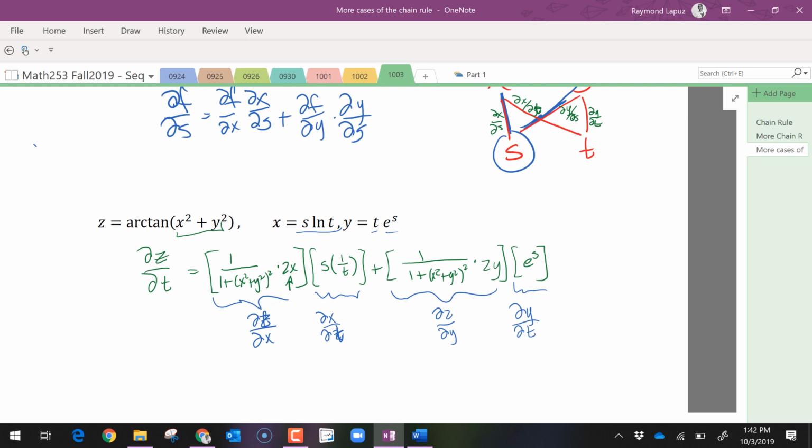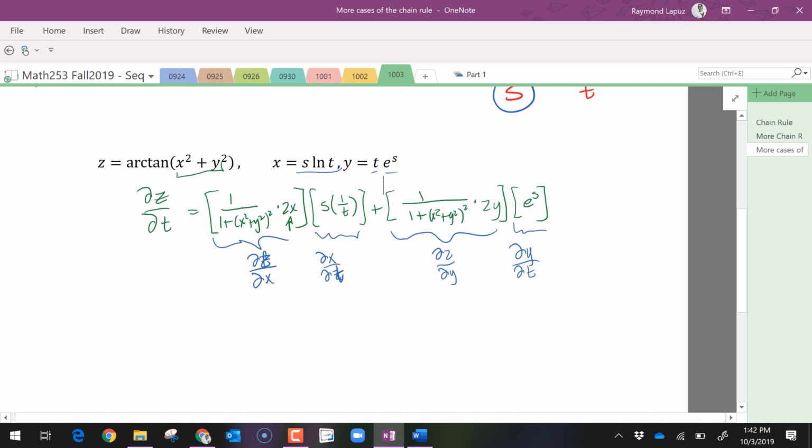So you can also plug in the values for x and for y. By the values, I mean the functions. So x is equal to s ln t, y is equal to t e to the s, and then you can put that into these functions and try to simplify it if you want, or you can leave it like this. But again, it depends on what they're asking for.